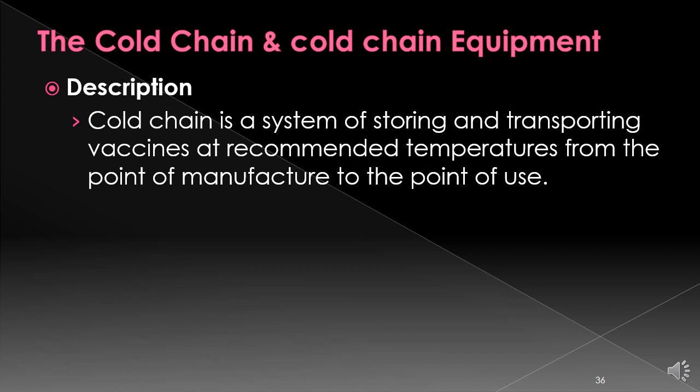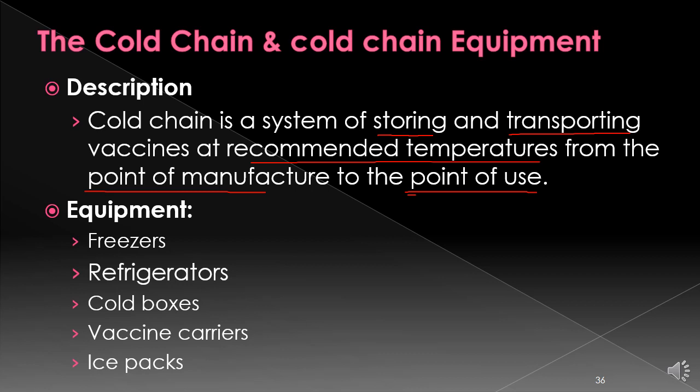How do we describe the cold chain? This is a system of storing and transportation. So there is storage and transportation of vaccines at recommended temperatures from the point of manufacture to the point of use. That means if a vaccine is being manufactured, for instance, in France or any other Western country, it has to be transported to Kenya. It has to be stored at optimal temperatures, and that potency must be maintained at the point to the deepest, farthest region or village where a child is and needs this particular vaccine, which we are calling the point of use.